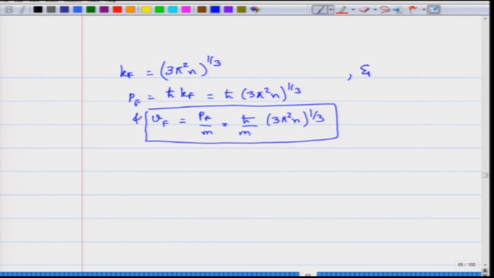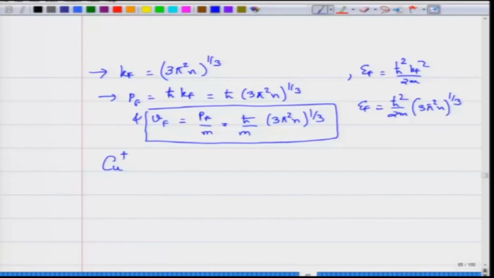Your Fermi energy is h cross square kf square by 2m, so that is h cross square by 2m (3 pi square n) raised to 2 by 3. This is the energy of the particles sitting on the Fermi surface, and the velocity or momenta of those particles are given by these expressions, and they are controlled by the density. So, let us do a calculation: how large is this Fermi energy and how large is the Fermi velocity of these particles?